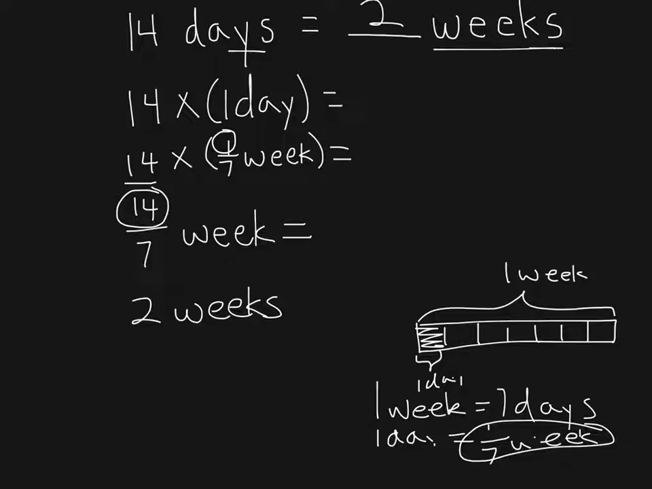And you will hear me say this many, many times over this year. Every fraction is a division problem. So what we did at the end was we divided 14 by 7, because every fraction is a division problem. And this fraction, 14/7, tells me 14 divided by 7, which equals 2. And that's our final answer.